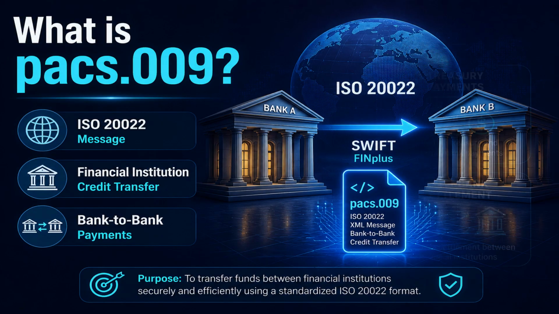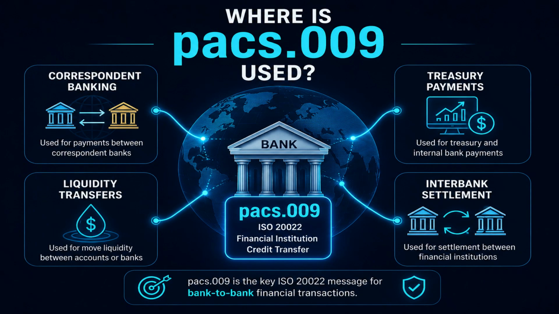PACS009 is commonly used in several banking scenarios. It supports correspondent banking, where one bank transfers funds to another. It's also used for treasury payments, liquidity transfers, and interbank settlement. Whenever financial institutions move money between themselves, PACS009 is often the preferred message.